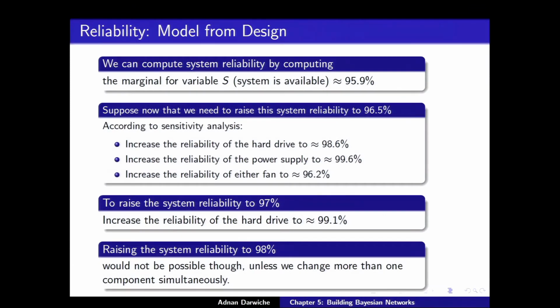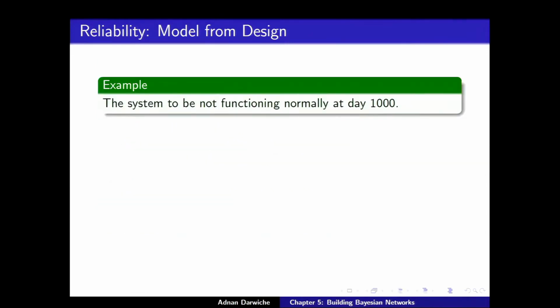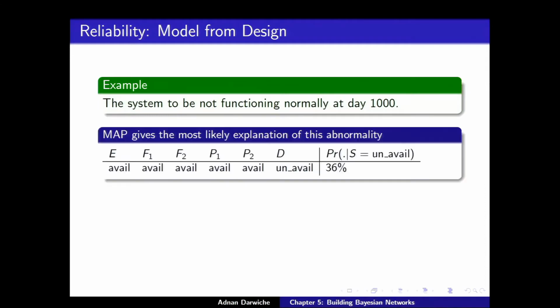Now we've built the system, you can use it to do diagnosis as well, right? So if the system is not functioning on that particular day, you go ahead and assert the evidence on S, right? That S is not functioning, and you can compute a MAP in that particular case, and what you get is this particular instantiation.